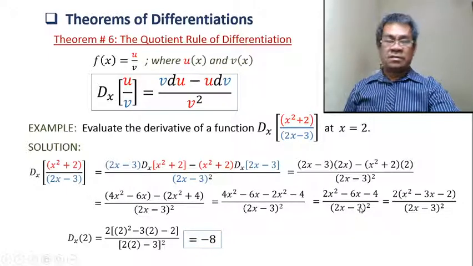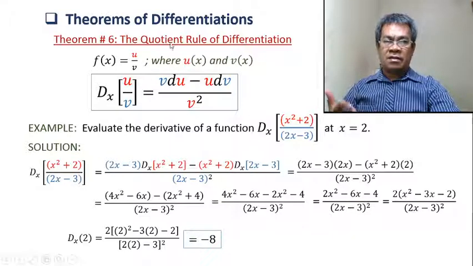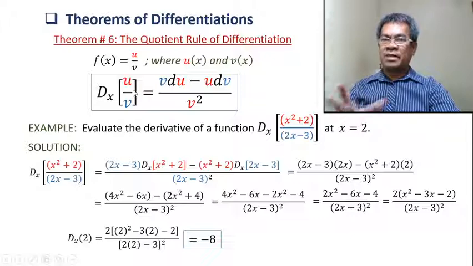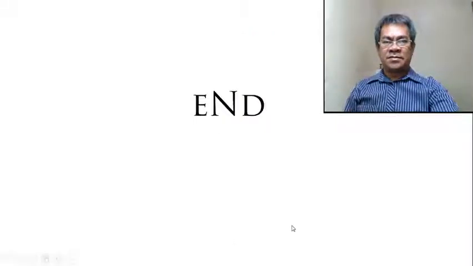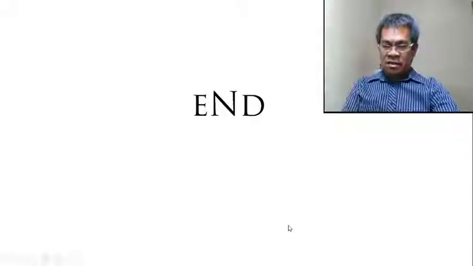By the way, there are two options here. Take note that we have the laws of exponents. You can place this under the numerator, and if you have a negative exponent, then you can apply the product rule. So you can escape the quotient rule, but still you will arrive at the same answer. Okay, so that's it. Those are the theorems of differentiation.